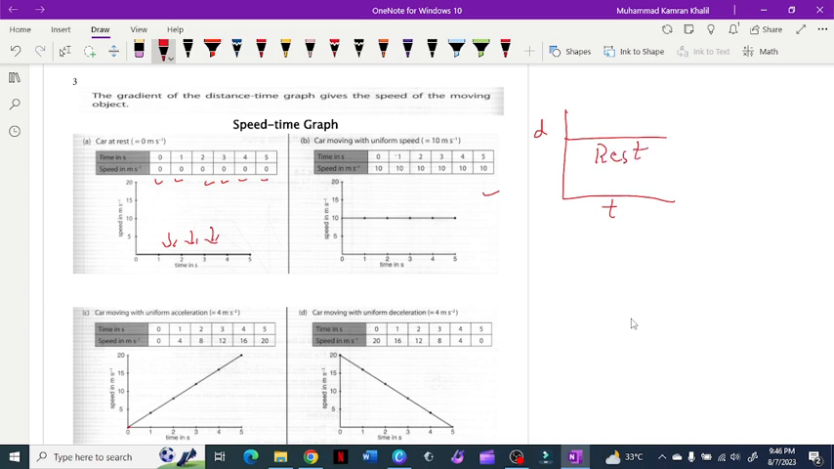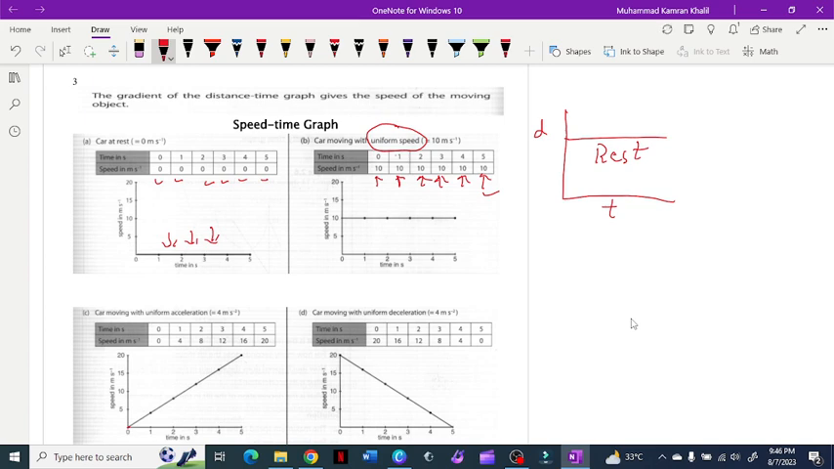But now if you observe the data for the speed time graph, the speed is constant, the speed is steady, the speed is uniform, there is no change in speed. The time is increasing, but the speed remains constant. It means the object is moving with uniform speed.